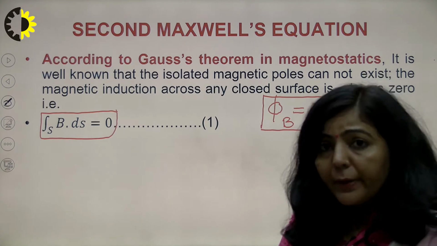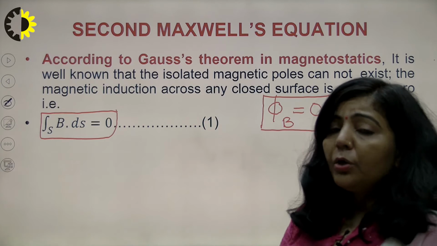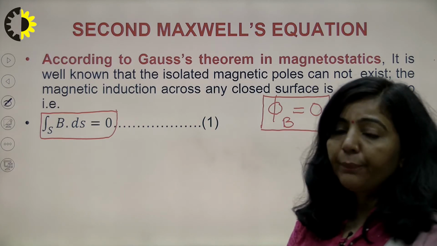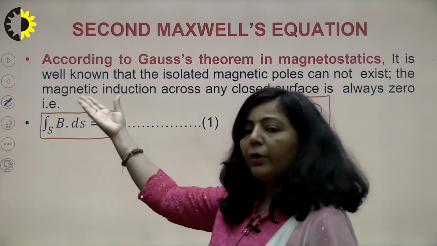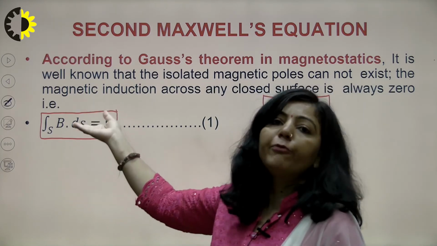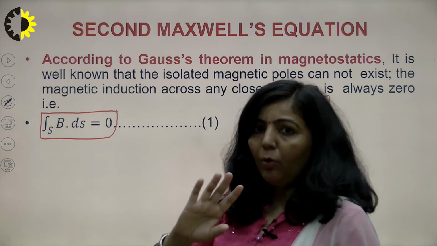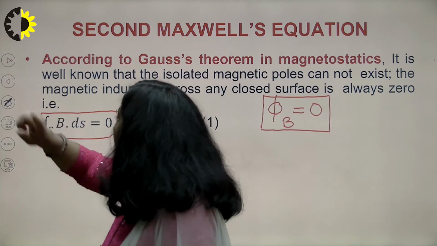So in order to get that, what are you going to do? You have to apply the Gauss divergence theorem, because only if you apply the Gauss divergence theorem can you convert this equation number 1 into a differential form, right? I hope you are understanding what I am trying to say here.